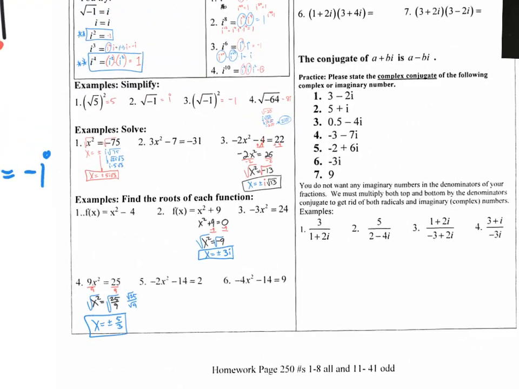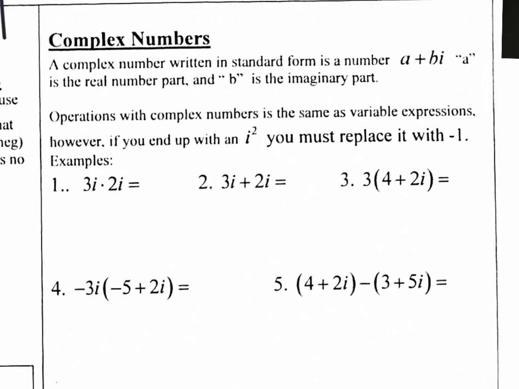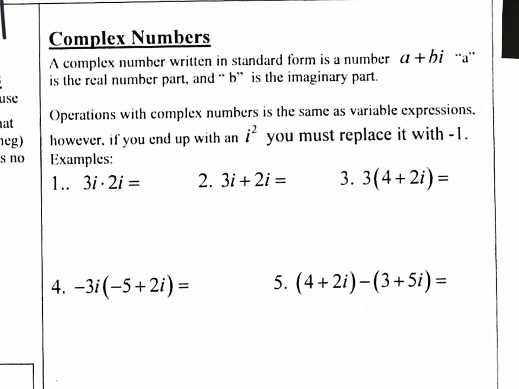Anyway, I hope we understand that. Let's jump to this next part up here. This next part is pretty easy, okay? Let's first understand what a complex number is. A complex number is a binomial, 2 terms. It has your real part in front and your imaginary part second. Okay, real part in front, imaginary part second.